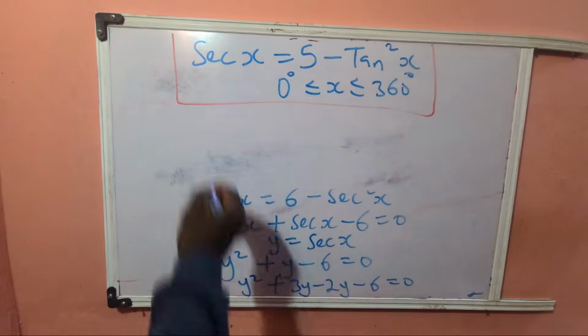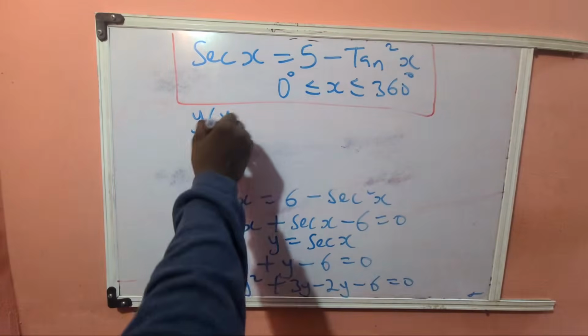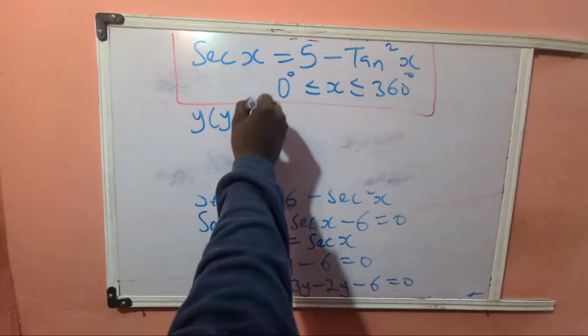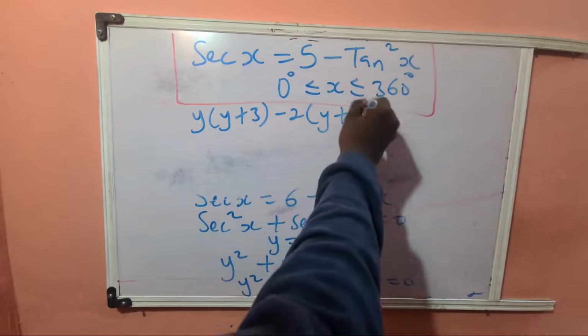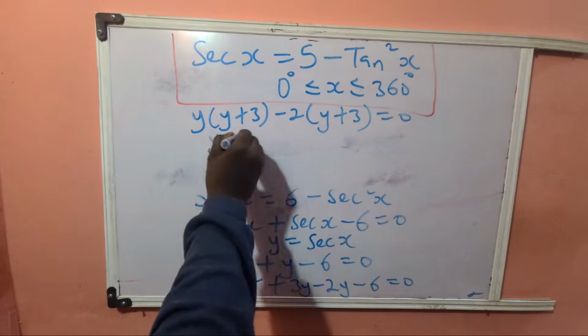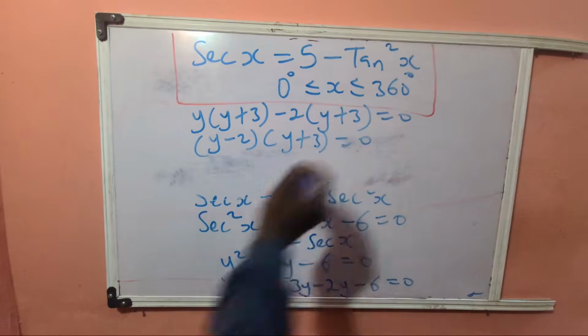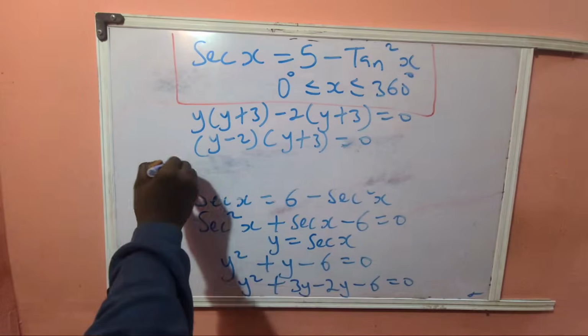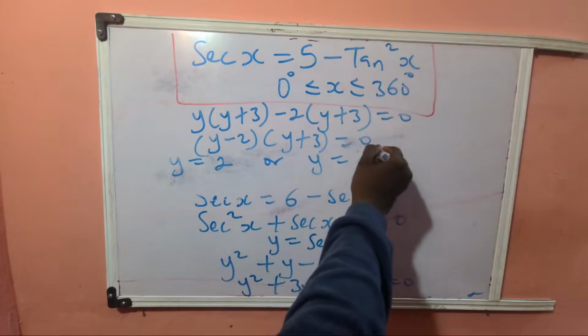So what we have here is y into brackets y plus 3, minus 2 into bracket y plus 3 equals 0. So we have y minus 2, and we have y plus 3 equals 0. So that means our y is equal to 2, or our y is equal to minus 3.